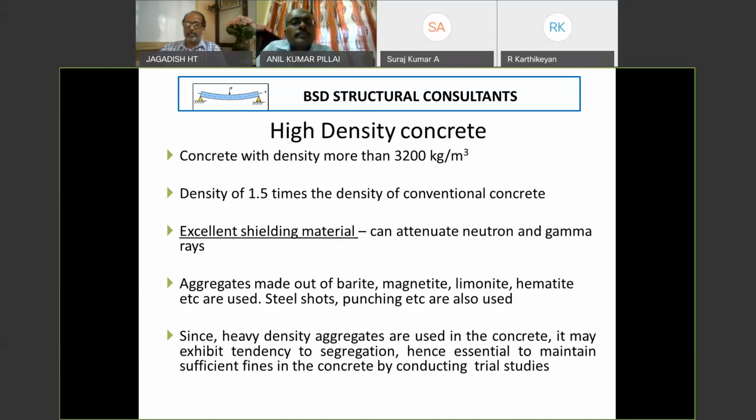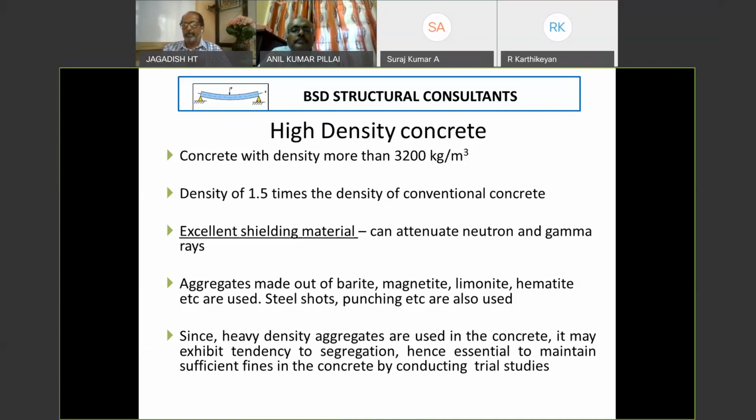Steel shards and punchings are also used, but in a very small way. As I told you, it may lead to segregation. Since heavy density aggregates are used in concrete, it may exhibit a tendency to segregation. Because naturally, if steel shards can segregate and settle down, even hematite can too. So we have to ensure that concrete is in a suspended state and doesn't get segregated. For that, we have to conduct a lot of trial studies on the mix proportion to get a concrete which keeps the aggregate in suspension and is pumpable also.